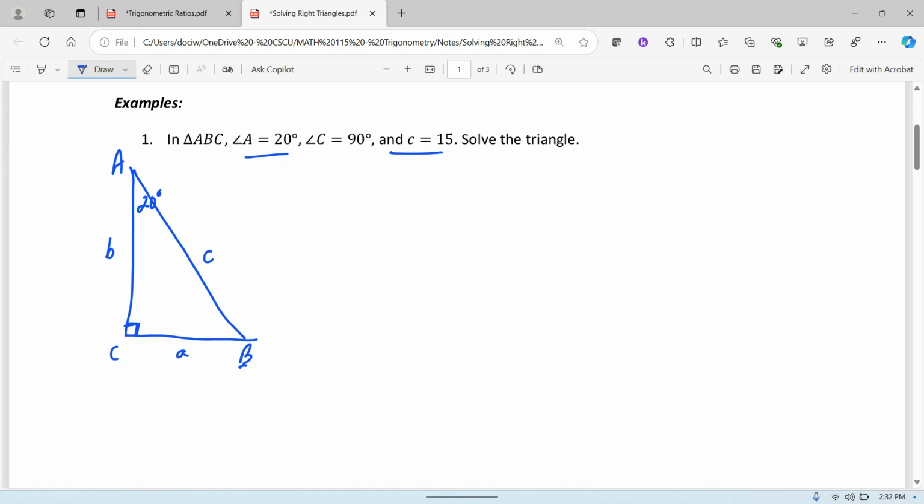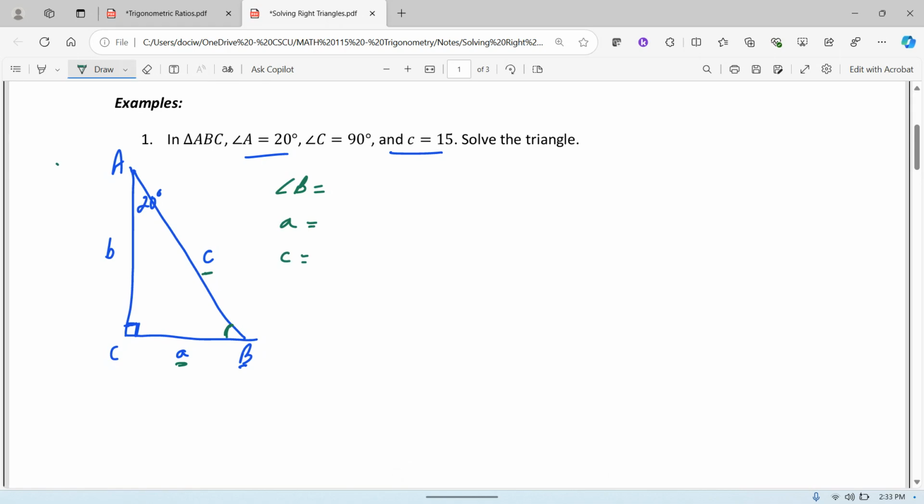If I want to solve the triangle, what I'm going to need to do is find the remaining 3 parts. In other words, I need to find the measure of angle B. I need to find the length of side A. And I need to find the length of side C.